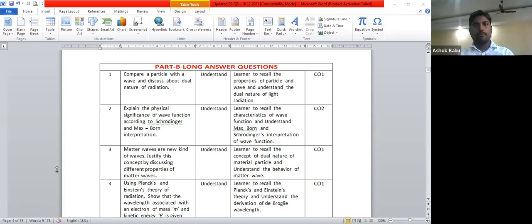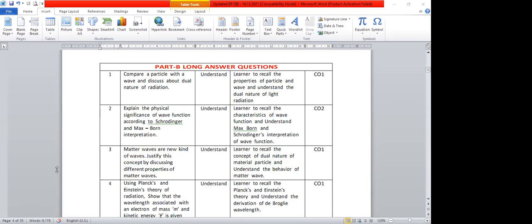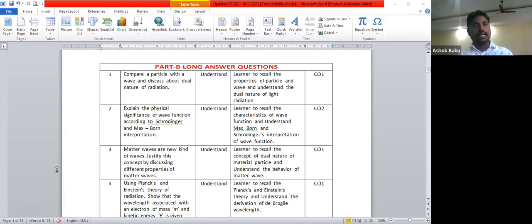So in the photoelectric effect, what will happen? Electrons are ejected from the metal surface, right? When sufficient light energy falls on the metal plate, electrons are ejected from the metal plate. Electrons are ejected. Nothing but wave acting as a particle. That is the dual nature. At the same time, the particle acting as a wave is also explained by taking one more example.